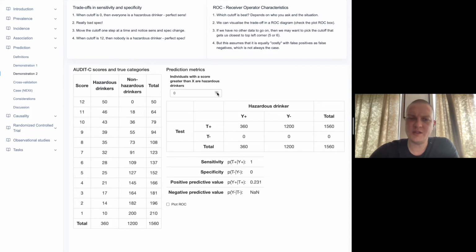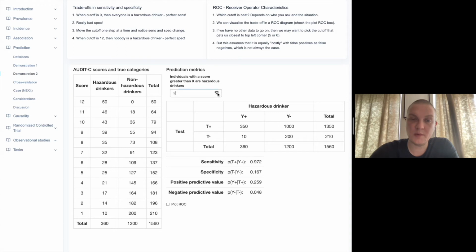What if I increase this to 1? Okay, something happens. Now, 10 individuals who were hazardous drinkers did now not test positive, but 350 did. So the sensitivity is still pretty good. The specificity is a little bit better than before, because now there were 200 individuals who were not hazardous drinkers who were also told that they were not hazardous drinkers. They tested negative.